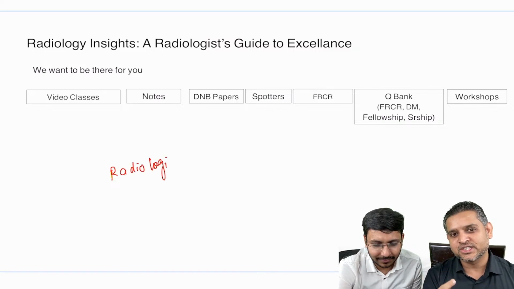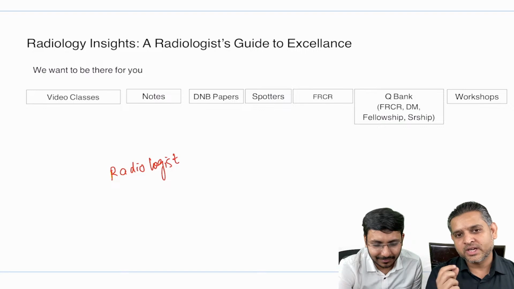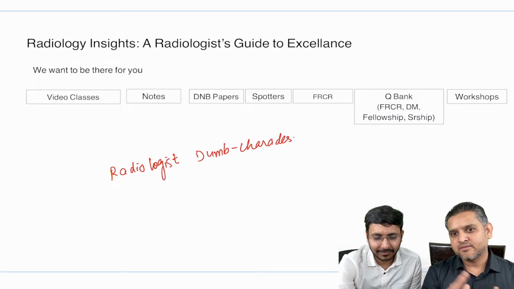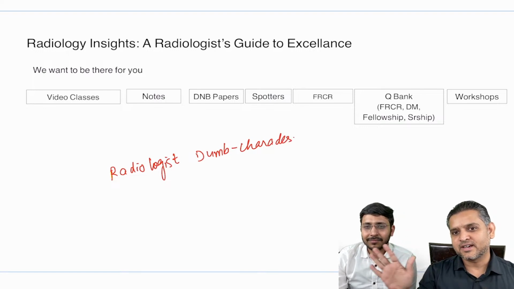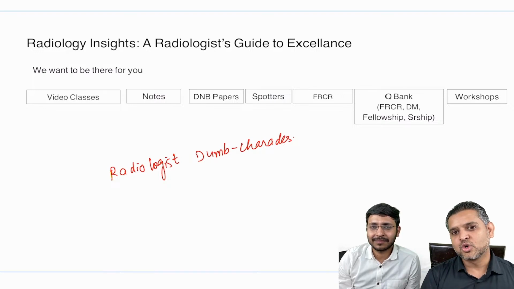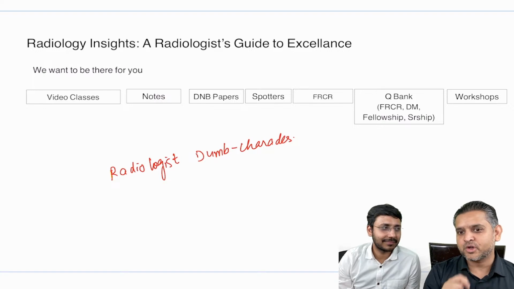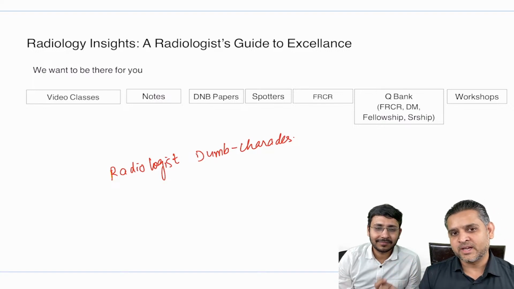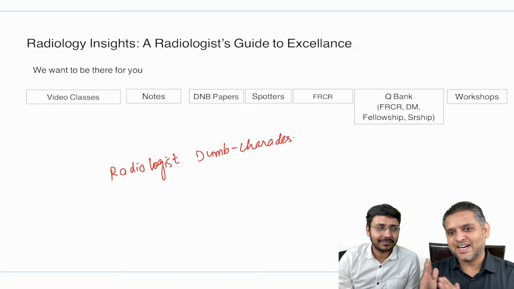I call it radiology dumb charades, where two residents, one will be given, let's say, a CT scan, and the second one will be sitting next. The person who has been given the CT scan will describe the findings, and you have to draw those findings on the image. Because on the basis of the description, if you can draw the finding on a normal image, that means this person is describing correctly and you are understanding it correctly.